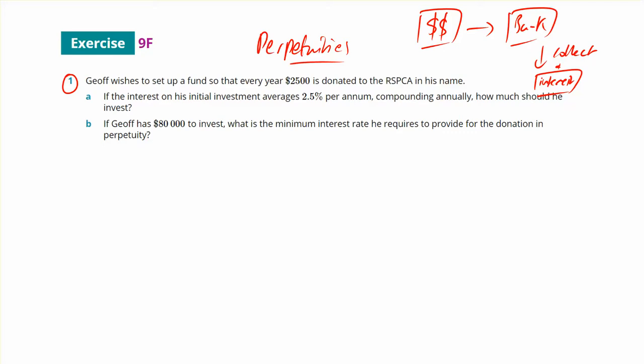So the principal remains untouched. It's always in the account. What you're taking out is purely the interest generated from that account. So let's read the question.